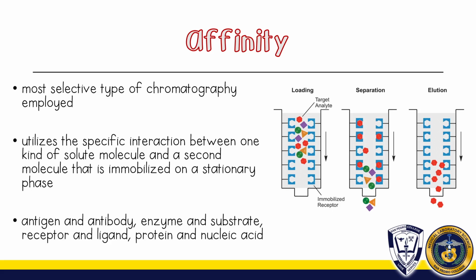Some examples of affinity chromatography are the following: antigen and antibody, enzyme and substrate, receptor and ligand, protein and nucleic acid. What you notice between the pairings is that it is like a lock and key mechanism, where only an enzyme can bind to a specific substrate. Only a certain antigen or antibody has that specific pairing. That is why it is the most selective type, because of specificity as a property, we obtain very specific components.